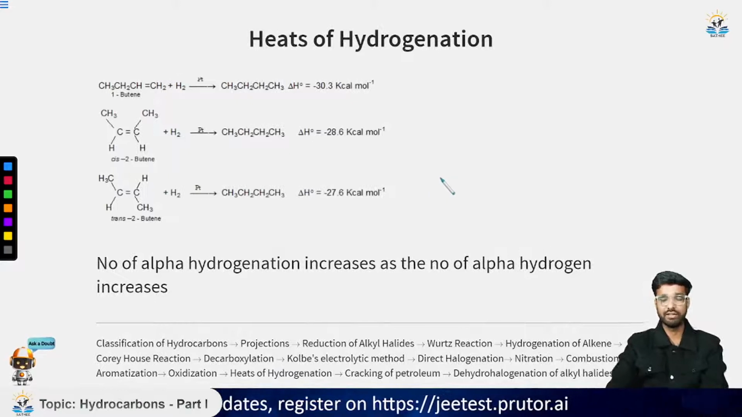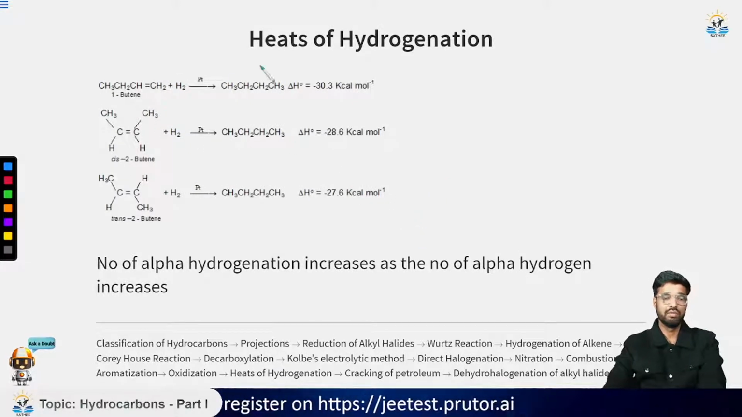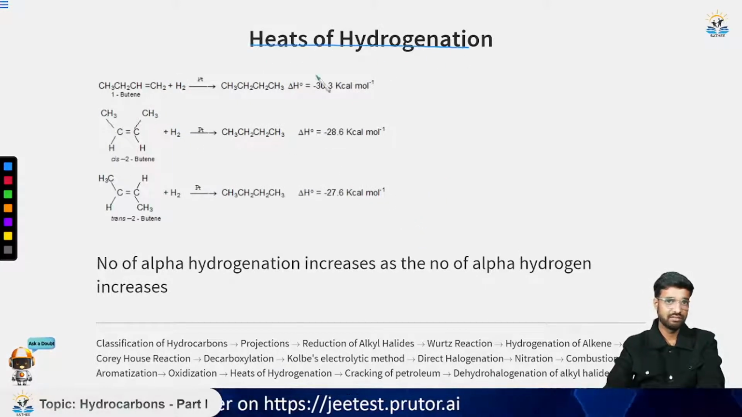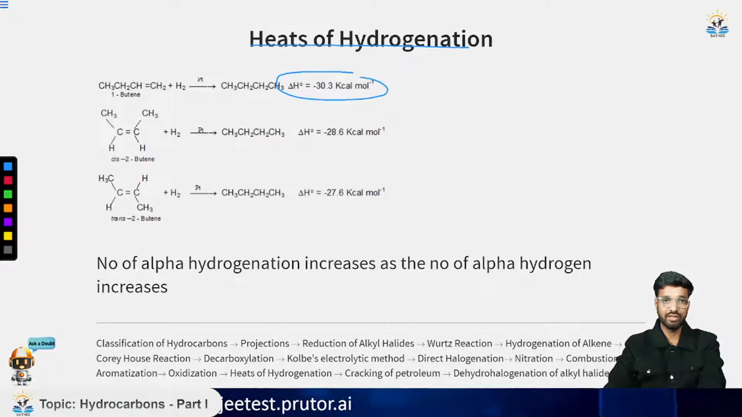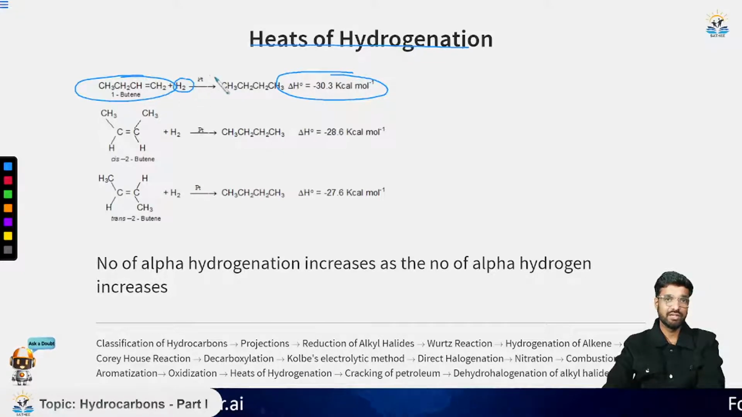Next we will move to alkenes. So I will start with the heat of hydrogenation. Heat of hydrogenation is basically the amount of heat that is released whenever an alkene is added with hydrogen in the presence of a metal.